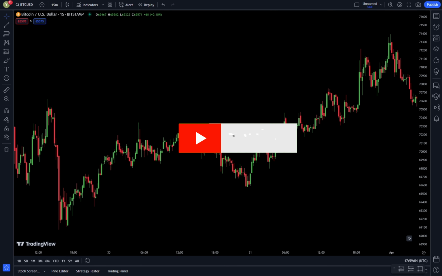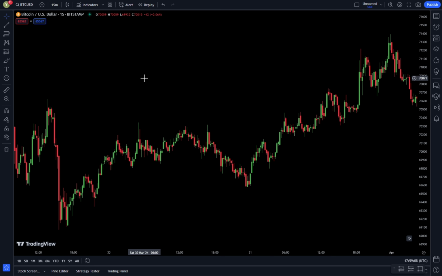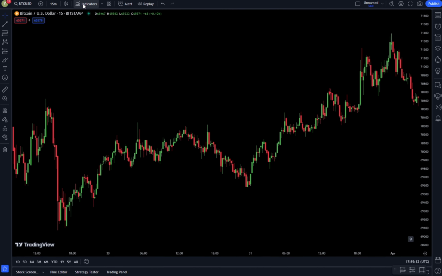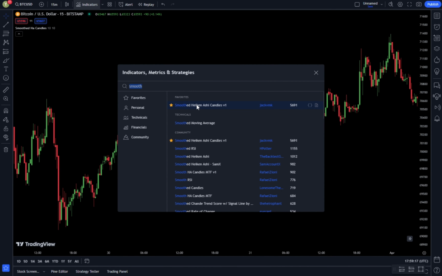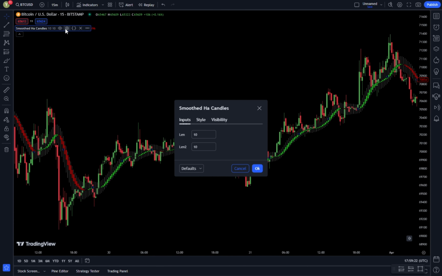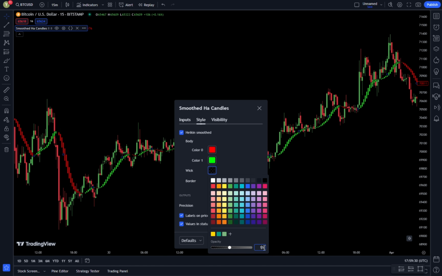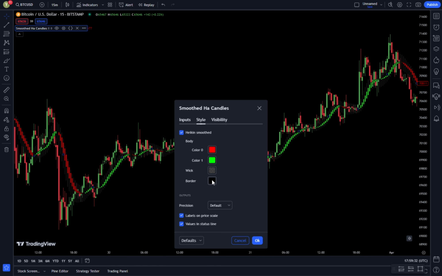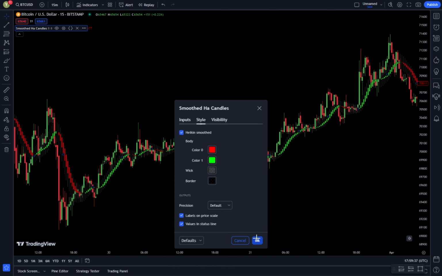To begin, open TradingView and set the pair to Bitcoin USDT and the time frame to 15 minutes. Then, head over to the Indicator Search tab and look for Smooth Heiken Ashi Candles by Jack. Adjust the settings by setting Len and Len 2 to 8 and customize the opacity in the Style tab according to your preference. This indicator will serve as our entry points. A change from red to green signals a buy, while a change from green to red signals a sell.